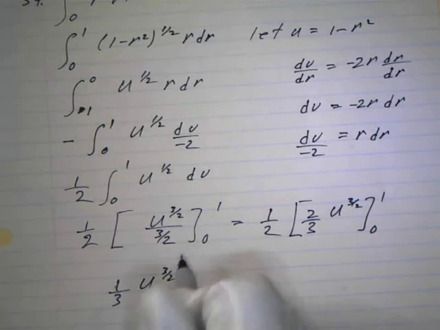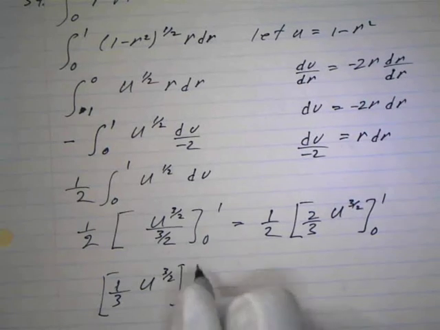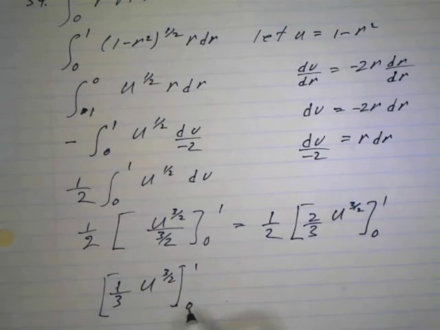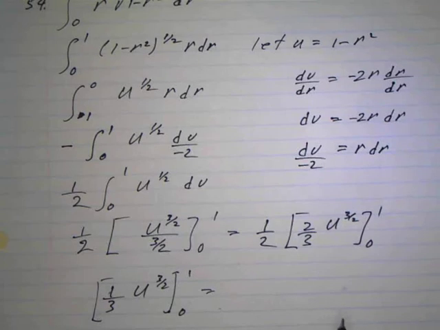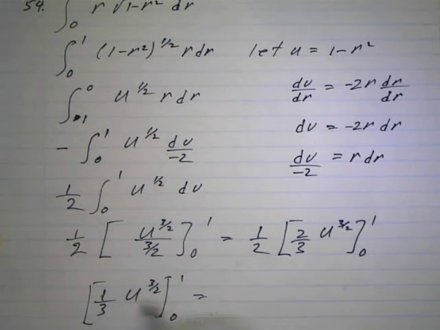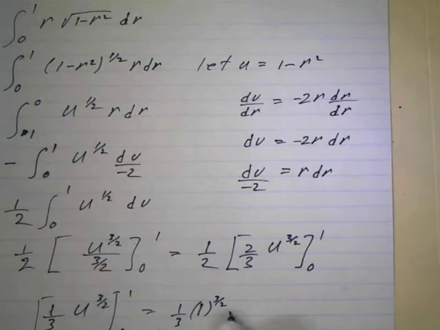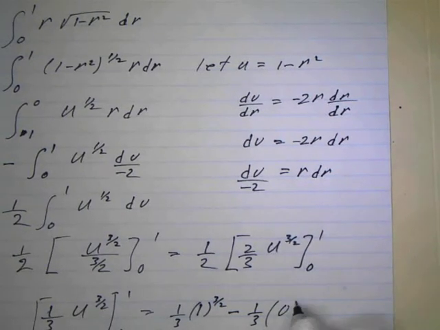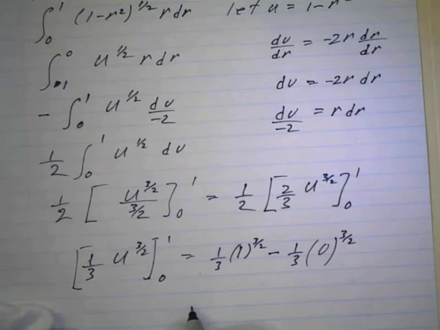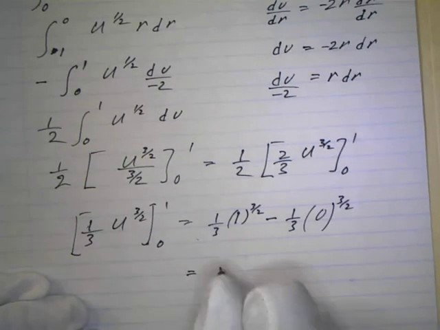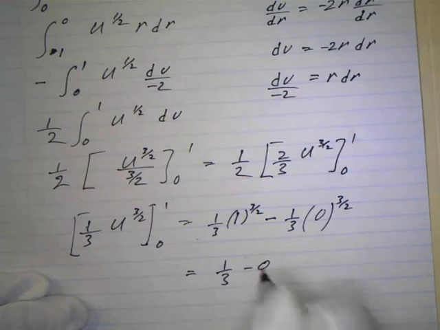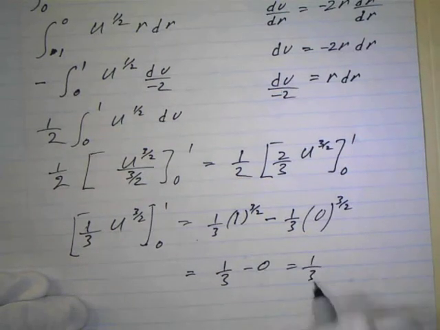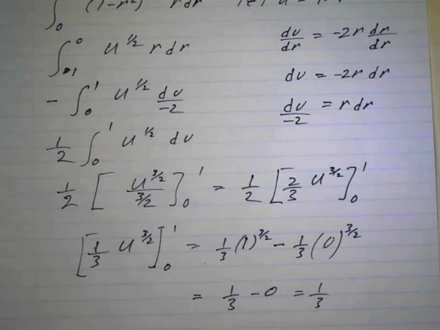And again, we'll use the second fundamental theorem of calculus, so it's f of b minus f of a, or evaluating it from 0 to 1. If I substitute this in, at 1, I've got 1/3 times 1 to the 3/2 minus 1/3 times 0 to the 3/2. And that's just going to be 1/3 minus 0, which is 1/3. Okay, so that wasn't too bad.